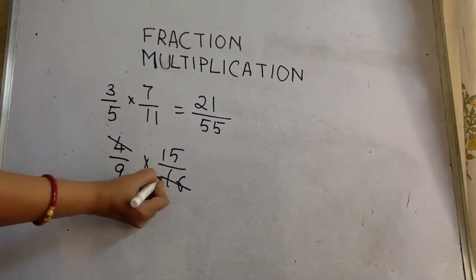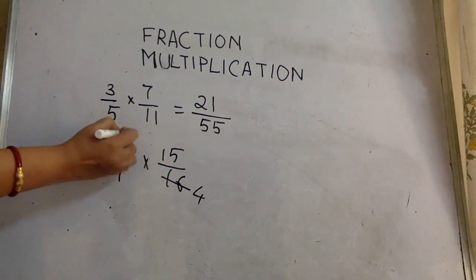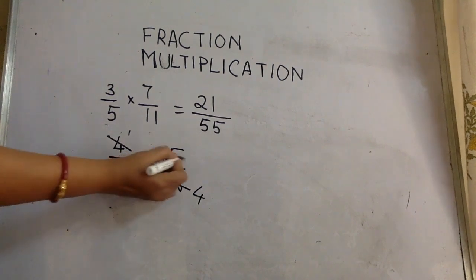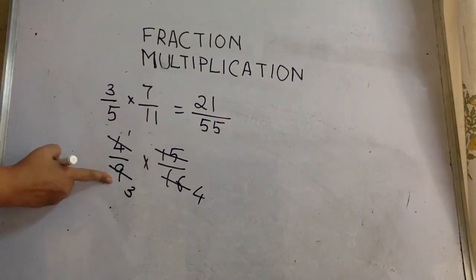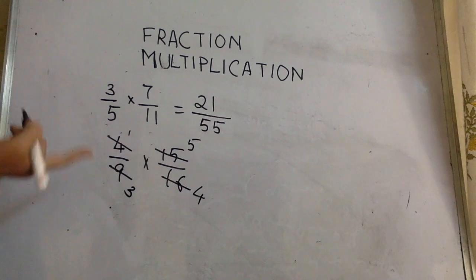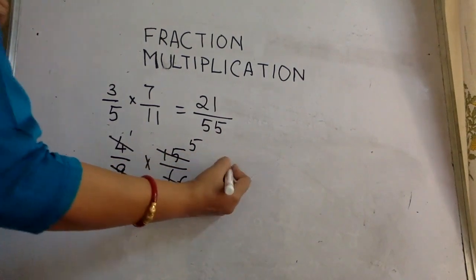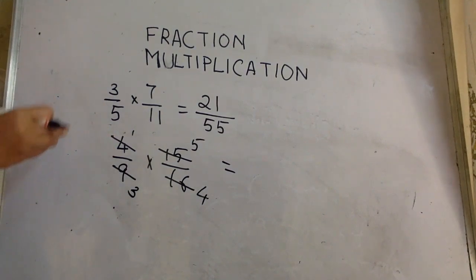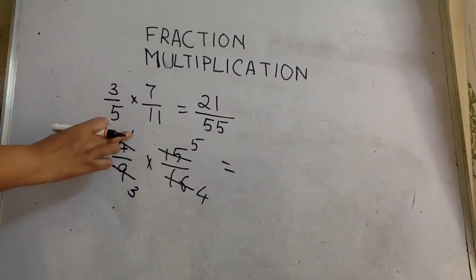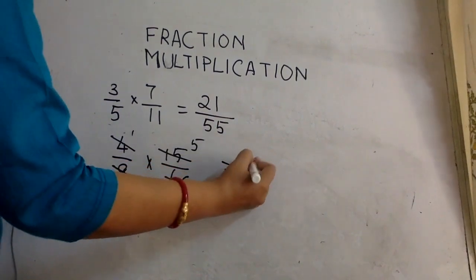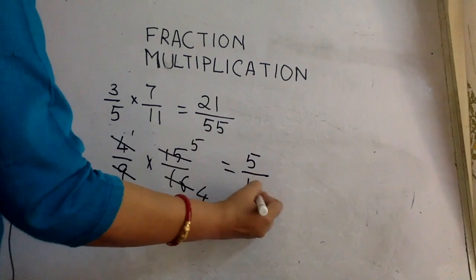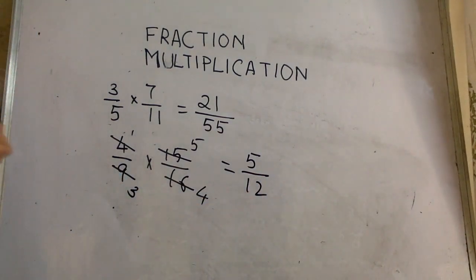So 4 goes with the 16: 4 ones are 4 and 4 fours are 16. Take a 3 with the 9 and the 15: 3 threes are 9 and 3 fives are 15. So we have cancelled both and reduced. After this we can't reduce any further. So we start with our multiplication now. 1 with the 5 is a 5. Now we go numerator with numerator, denominator with denominator, and this is a 12. So this is my final answer.